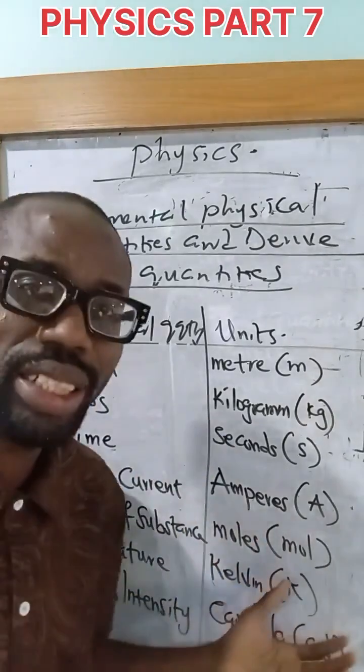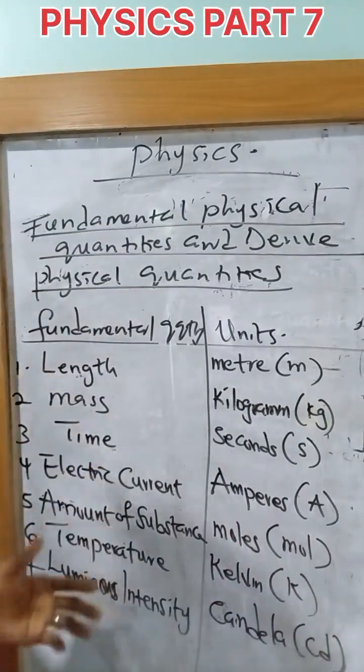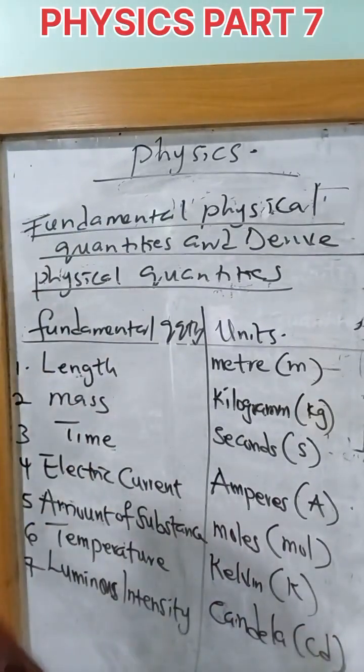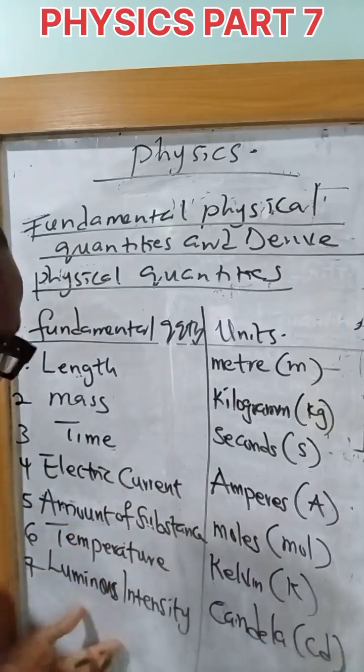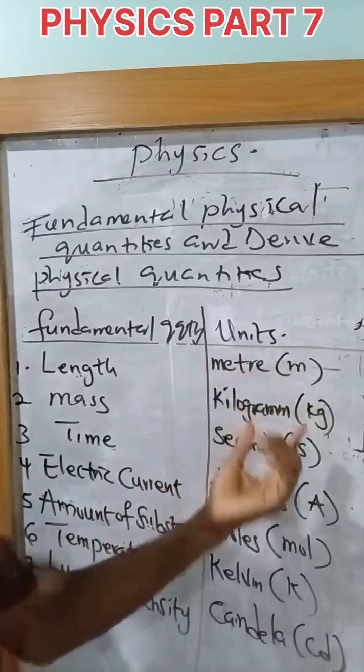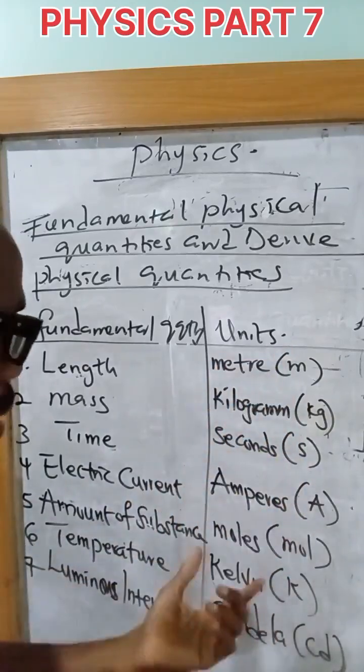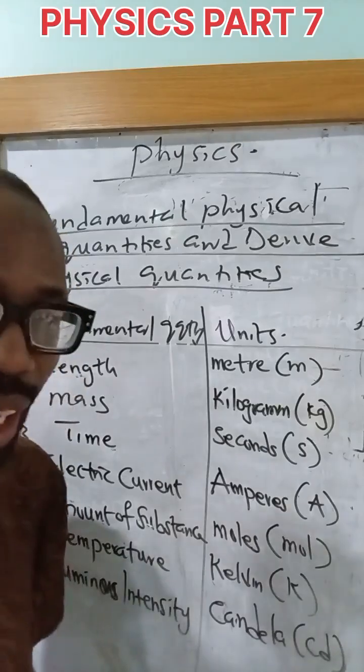So these are the 7 fundamental quantities: length, mass, time, electric current, amount of substance, temperature, and luminous intensity. Their units are meter, kilogram, seconds, amperes, moles, Kelvin, and candela.